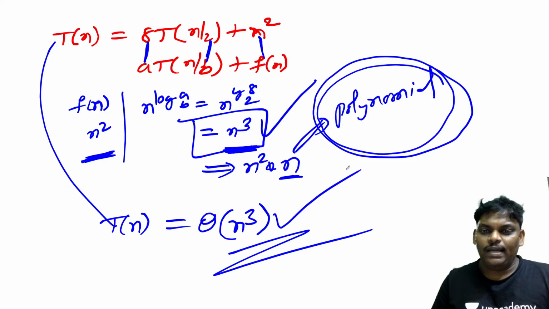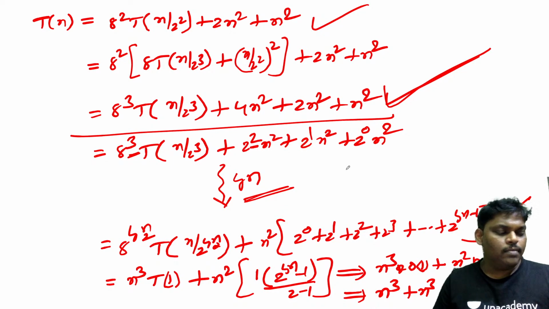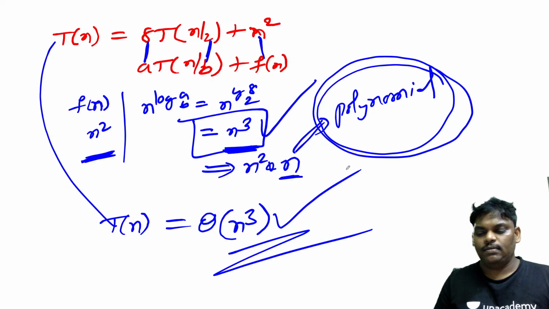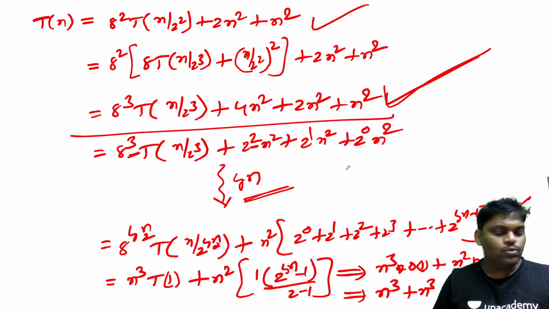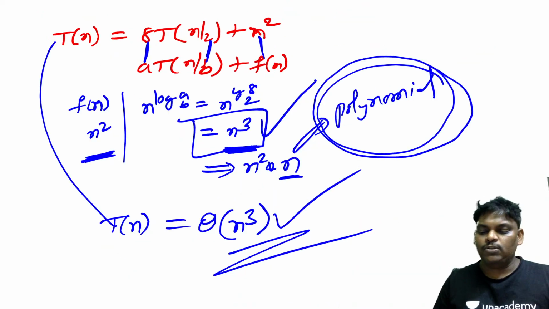The master theorem gives the answer directly, but the substitution method shows how that answer is obtained. The substitution method is like a proof, and the master theorem is like the final result. Both will give theta. Verify once. This is the master theorem story. Let's do one more problem.